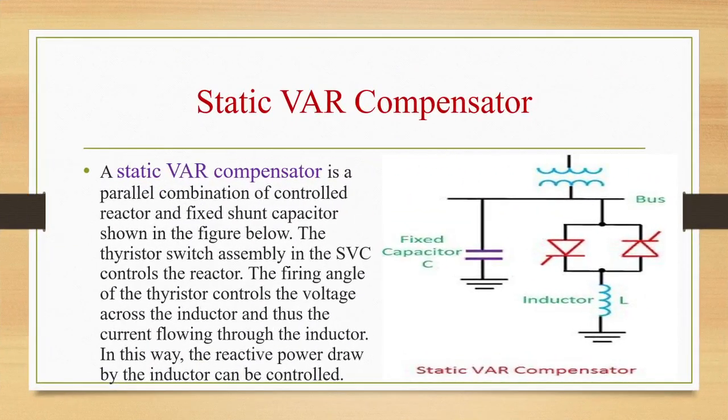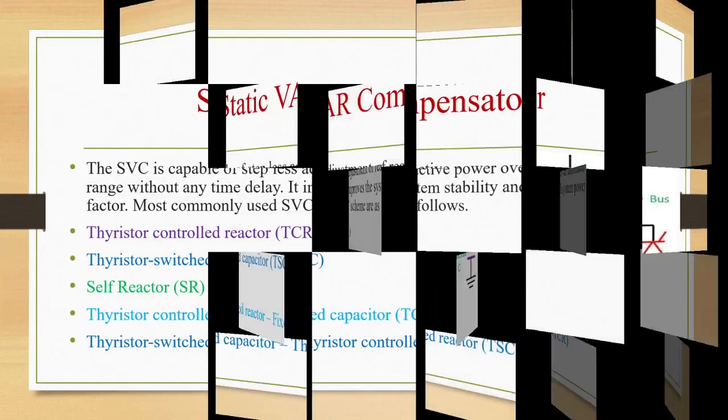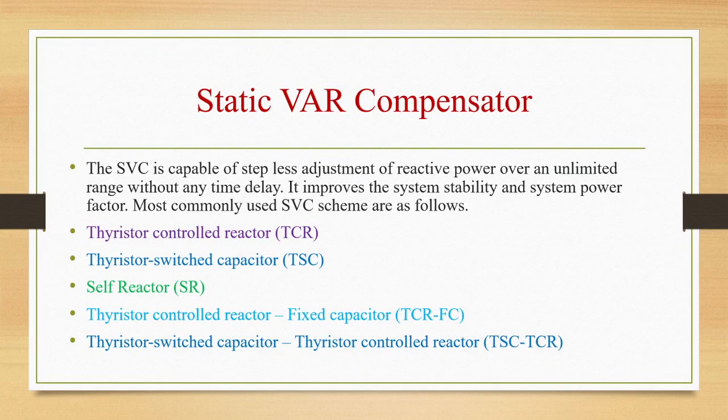Static VAR compensator we have seen. A static VAR compensator is a parallel combination of a controlled reactor and a fixed shunt capacitor, and the thyristor switch assembly in the SVC controls the reactor. The firing angle of the thyristor controls the voltage across the inductor, and hence the current flowing through the inductor. So the reactive power drawn by the inductor can be controlled. There are various schemes in SVC: thyristor controlled reactor, thyristor switched capacitor, self reactor, and TCR-FC, and TSC-TCR. The first two methods are in the syllabus, that is thyristor controlled reactor and thyristor switched capacitor.